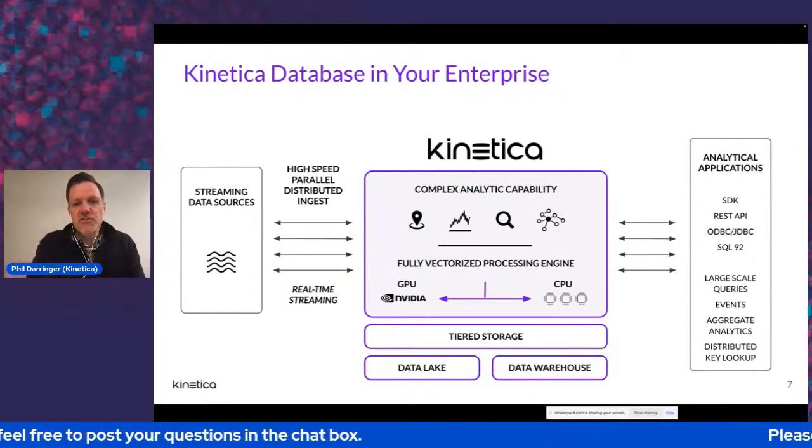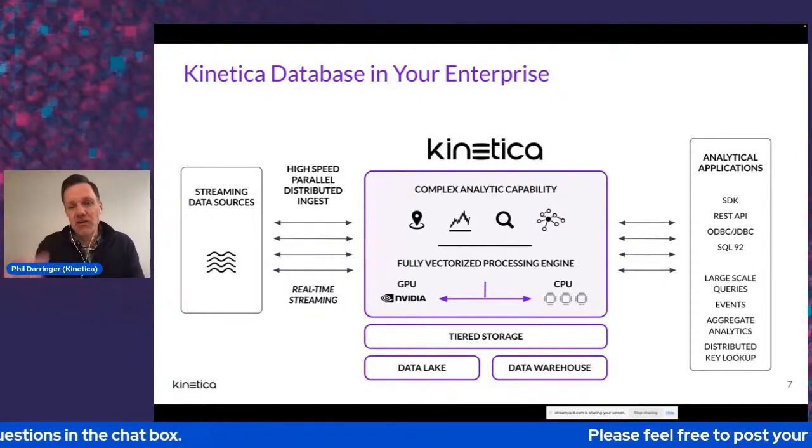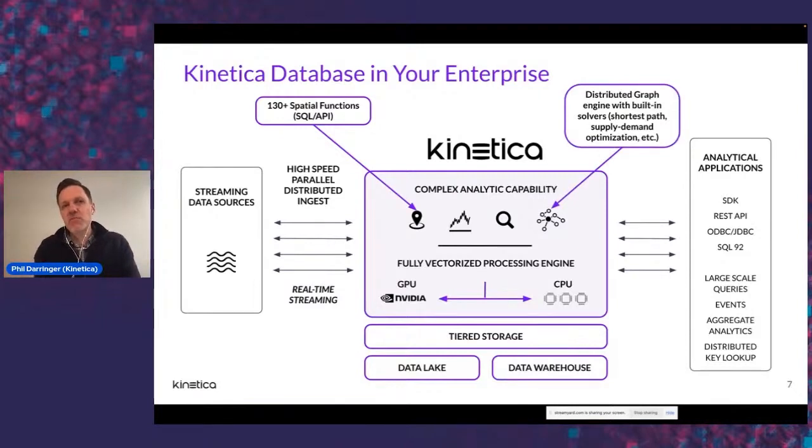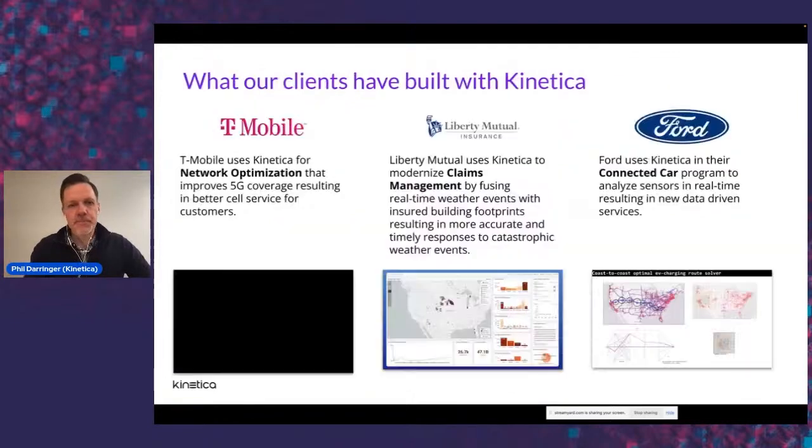So you ingest that data into Kinetica. There you have a variety of different analytic capabilities, 130 plus spatial functions. If you're familiar with PostGIS and the ST type of operations that you would do with spatial data inside of a PostGIS database, you can do all those and more within Kinetica as well. We also add graph capabilities so that you can do certain types of graph analysis to understand shortest path or supply-demand optimization, etc. as well as integration with a variety of different analytical applications, whether it's Tableau that we just showed you, standard SQL 92 applications, or other APIs that we support as well.